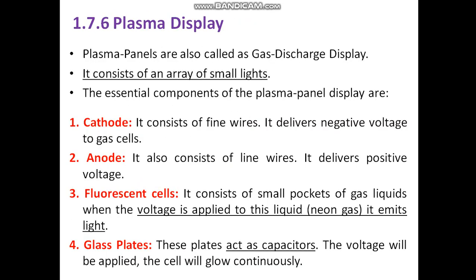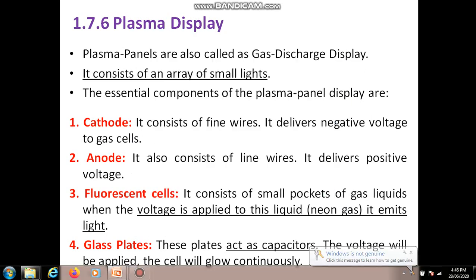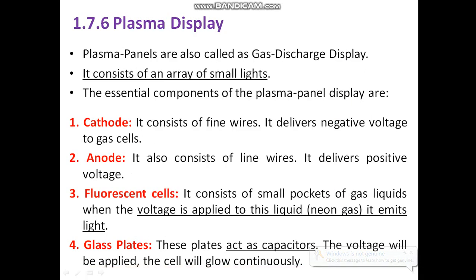So in this lecture we learned about the plasma display, then touch screen, and the output primitives. A plasma display is a gas discharge display and it consists of an array of small lights. There are four components of the plasma panel display.